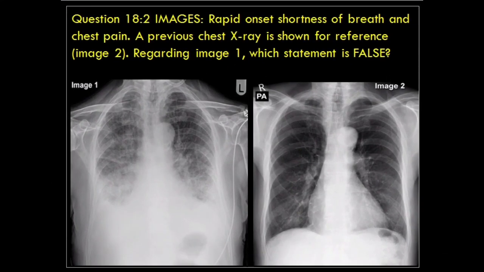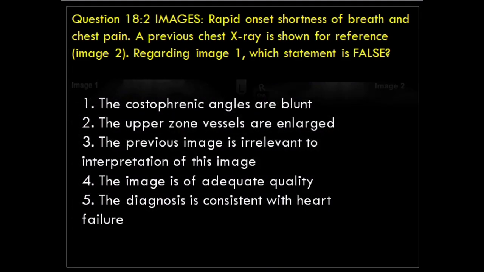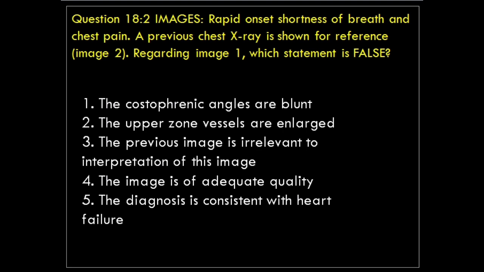Question 18, two images. Rapid onset shortness of breath and chest pain. A previous chest X-ray is shown for reference, image 2. Regarding image 1, which statement is false? 1. The costophrenic angles are blunt. 2. The upper zone vessels are enlarged. 3. The previous image is irrelevant to interpretation of this image. 4. The image is of adequate quality. 5. The diagnosis is consistent with heart failure.